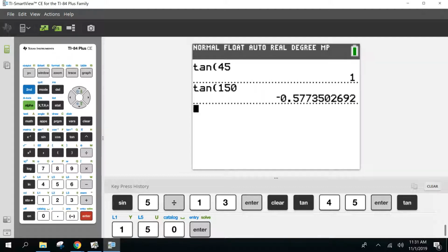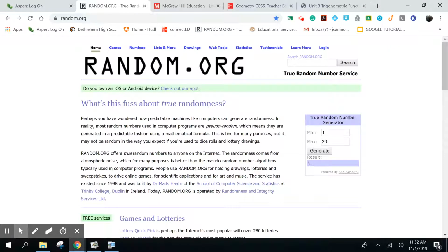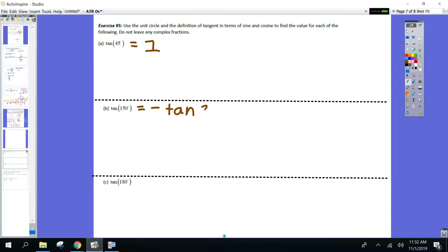So here we go. Do the same thing we've been doing, guys. 150. Where am I? Second quadrant, tangent is negative. So at least I can write negative tangent 150. We make it into a reference angle, and it should be 30, 45, or 60. It's 30. Now you go to the unit circle. Think about the point on the unit circle that's 30 degrees and let me know what it is.